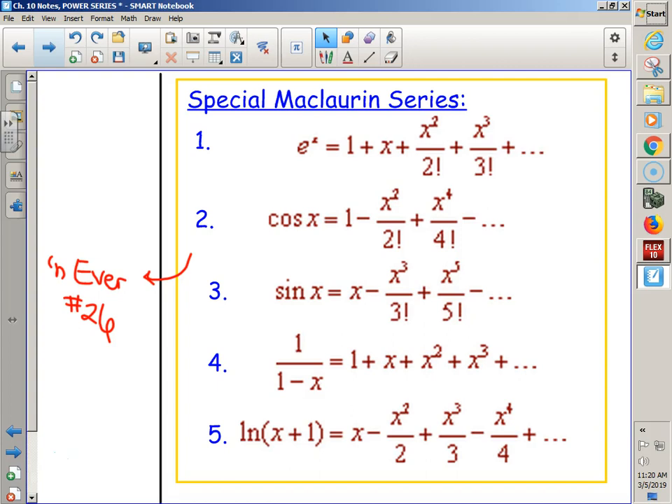Hold on. You guys have 1 over 1 minus x, check. E to the x, check. Sine of x, check. Cosine of x, check. Ln of 1 plus x, check. Or x plus 1. Oh. What's wrong?